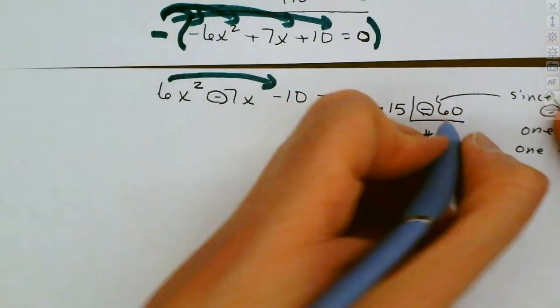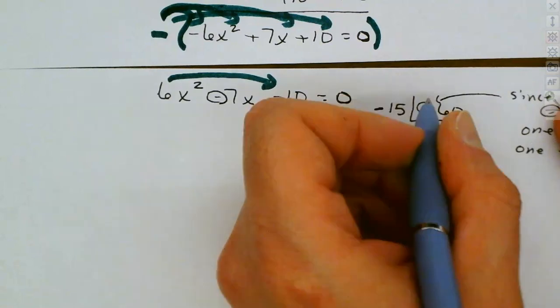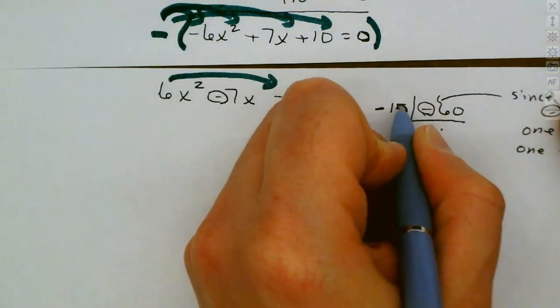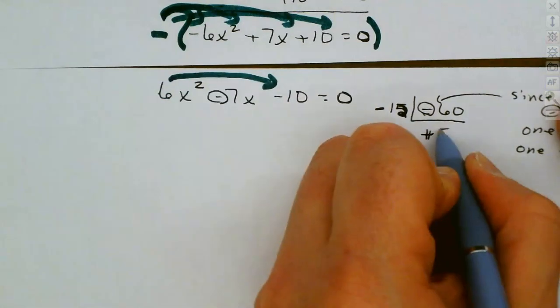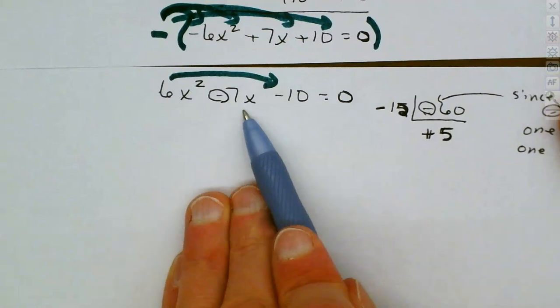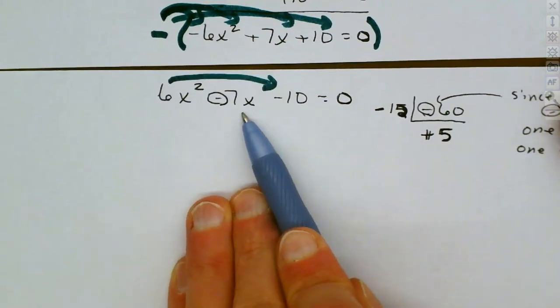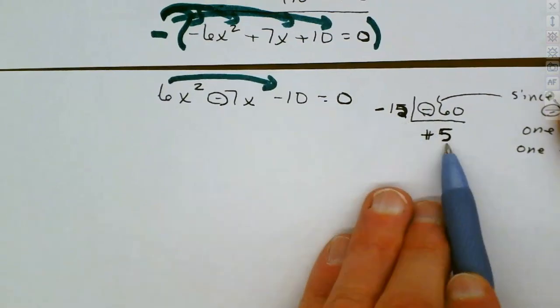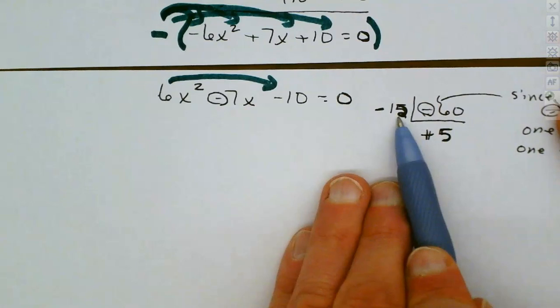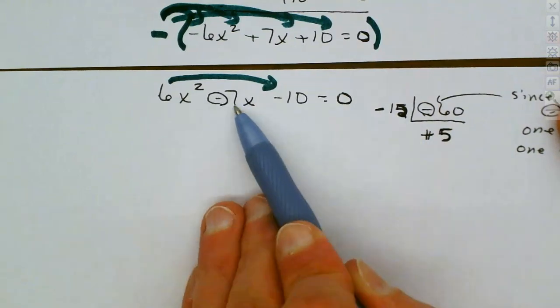Negative 15 and positive what? I divided, sorry, not 15, 60. We divide that by 5, right? I just wrote down the wrong number. Negative 12 and positive what? 5. Those go together to give you what? Negative 7, right? Negative 12 times positive 5 multiplies together to give you the negative 60. Minus 12 plus 5 gives you the negative 7.